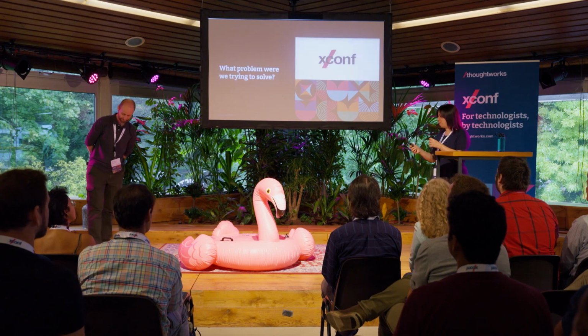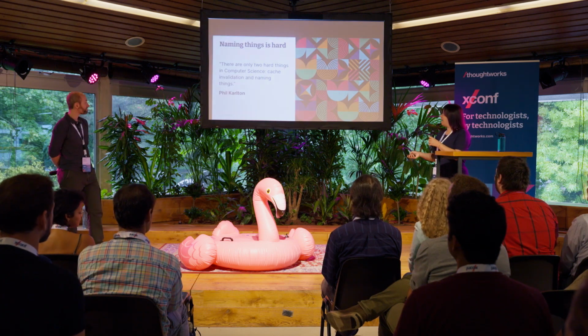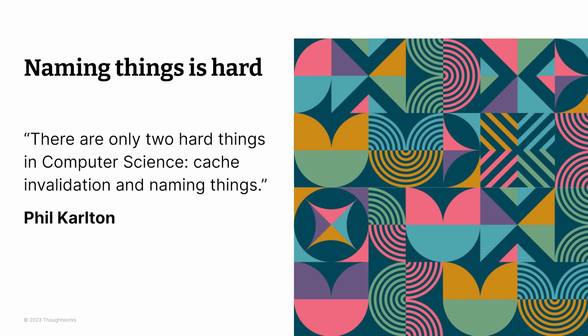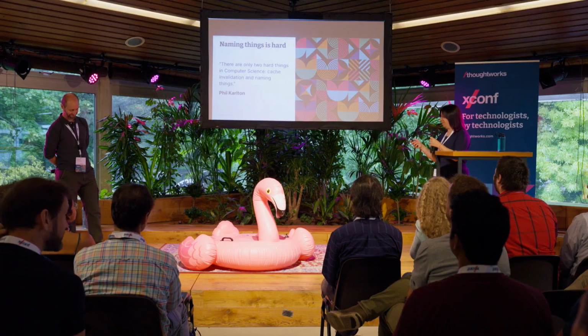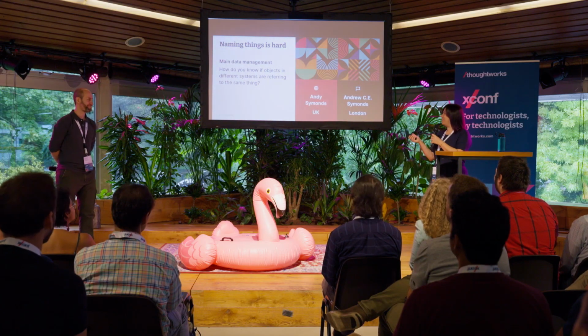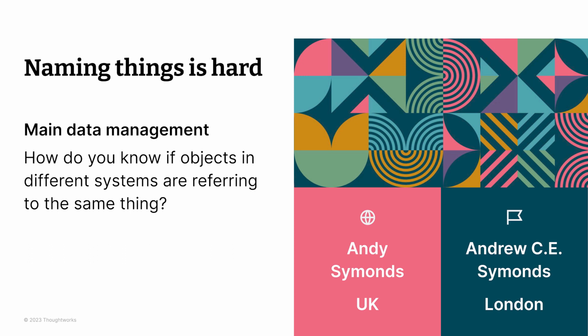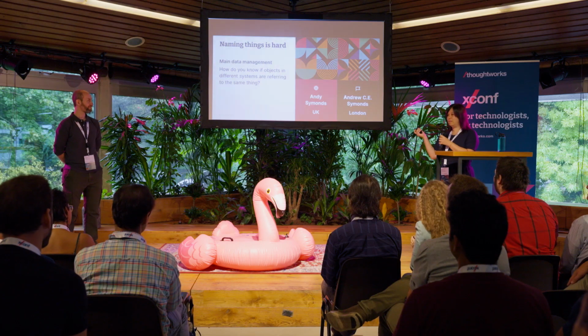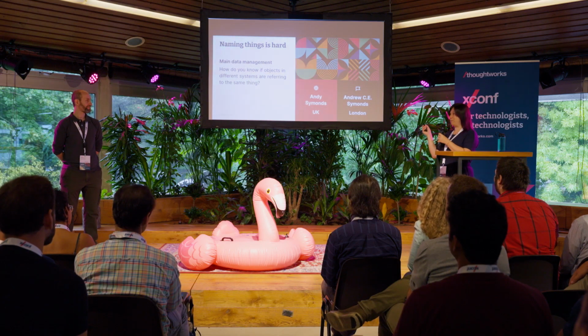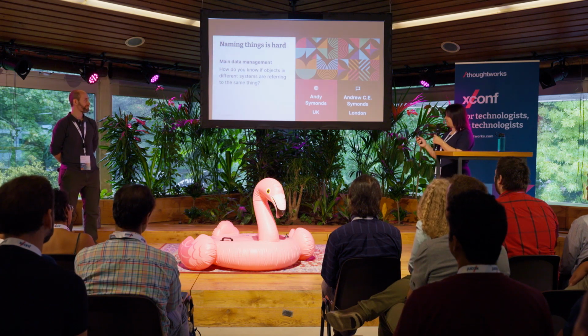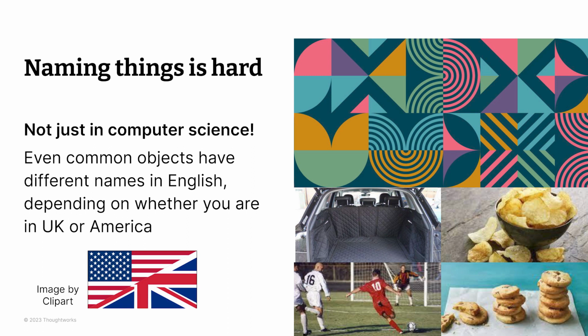Okay, so what problem are we actually trying to solve? Apparently there are only two hard things in computer science: cache invalidation and naming things. And thankfully, I'm not working on cache invalidation. We're working on naming things, which is hard. Here's an example that you can maybe visualize, taken from master data management: how do you know if two objects in different systems are referring to the same thing? So Andy Symonds from the UK, is that the same person or object as Andrew C.E. Symonds in London?